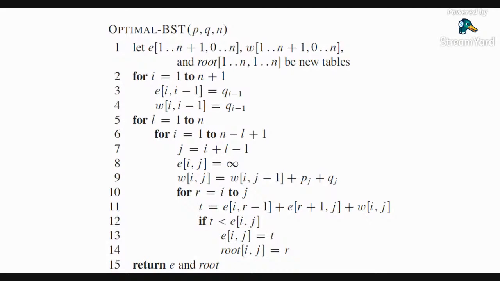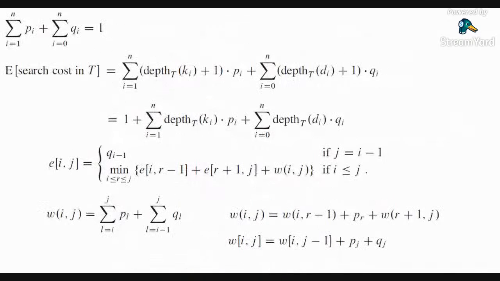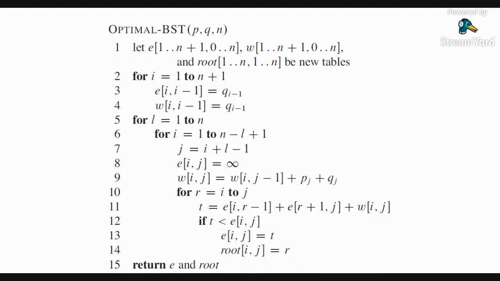Now, first of all, the initialization part. First of all, i is ranging from 1 to n plus 1. So e(i, i minus 1) and w(i, i minus 1) will be computed. What is the formula for wij? See, this is the formula for wij. In wij, if it is from i to i minus 1, then pi is not considered, but l is ranging from i minus 1 to i minus 1. So only one unsuccessful probability is considered here. So w(i, i minus 1) is nothing but that unsuccessful probability q(i minus 1), and e(i, i minus 1), once again, is nothing but the unsuccessful probability of the (i minus 1)th unsuccessful search.